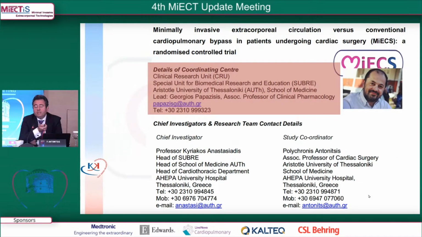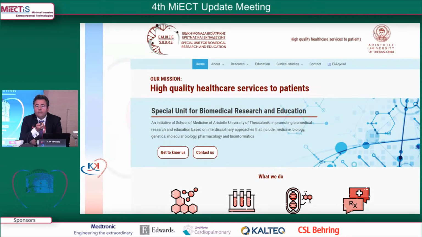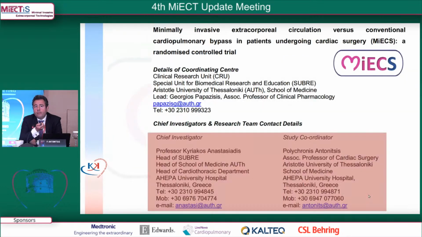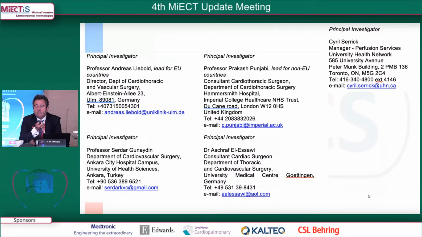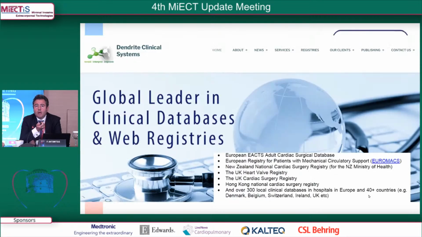And this study is actually led by the clinical research unit of the Special Unit for Medical Research and Education in Aristotle University of Thessaloniki. Chief investigator is Professor Kyriakos Anastasiadis, and I will serve as the study coordinator. The Special Unit is a newly developed unit that has the experience and the means of conducting the study. Principal investigators are Andreas Liebold, Serdar Gunayuddin, Prakash Punjabi, Ashraf El-Ezawi, and Cyril Serik, up to date.